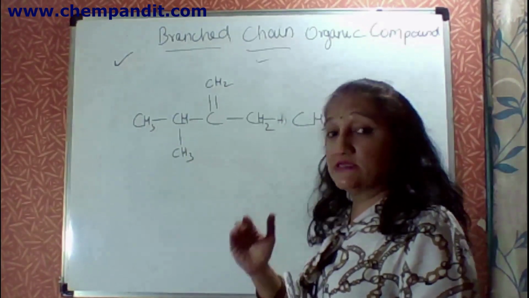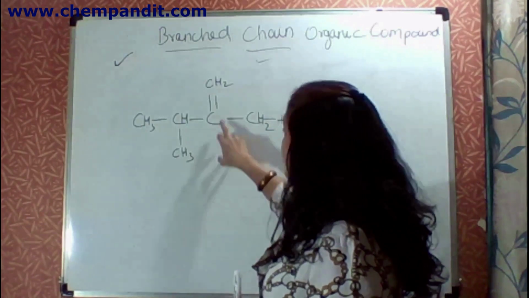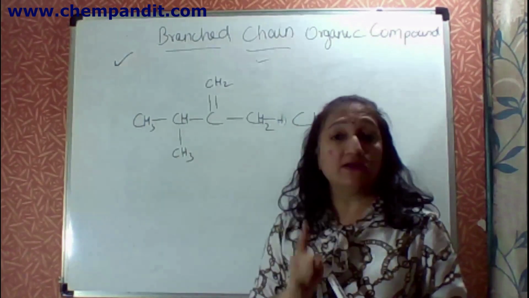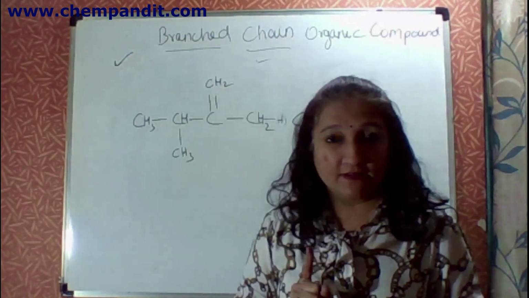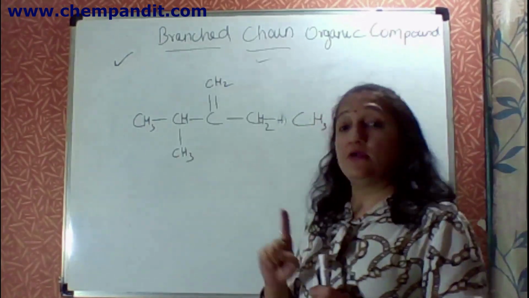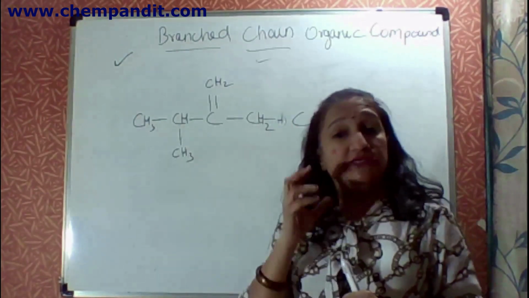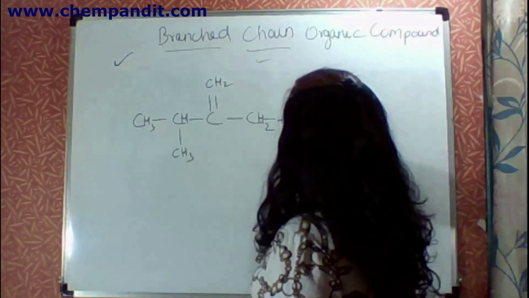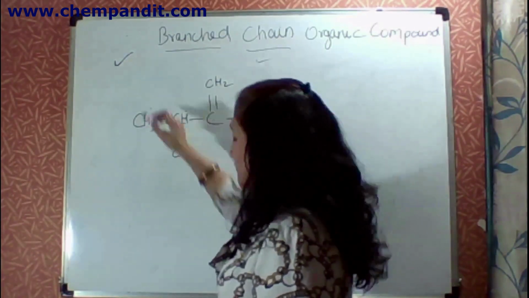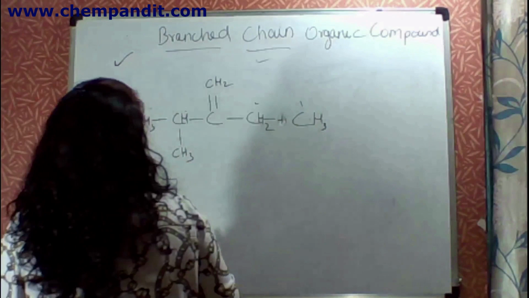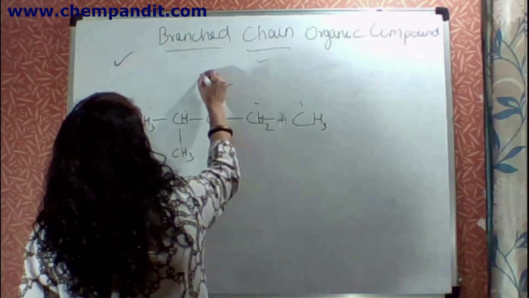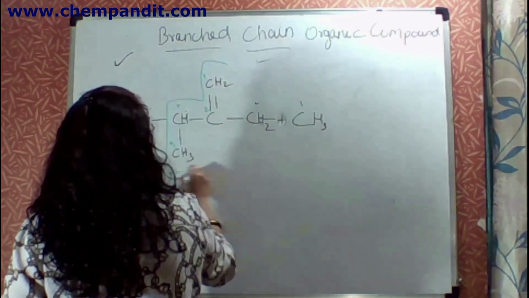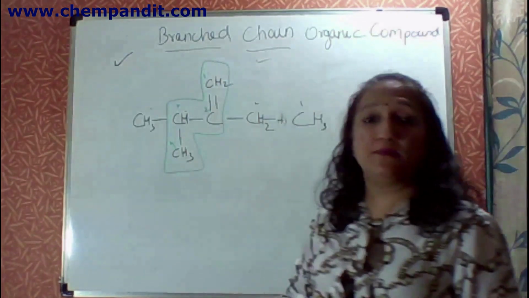Why? Because it is a rule in a branch chain compound, if there is a multiple bond present, the multiple bond should be present in the longest carbon chain. Getting the point? The multiple bond, whether it is a double bond or a triple bond, should always be present in the longest carbon chain, right? Which means we cannot take this sequence 1, 2, 3, 4, 5. No. We will actually take this sequence. We will take this 1, 2, 3 and 4. So this will be our longest carbon chain containing the double bond.